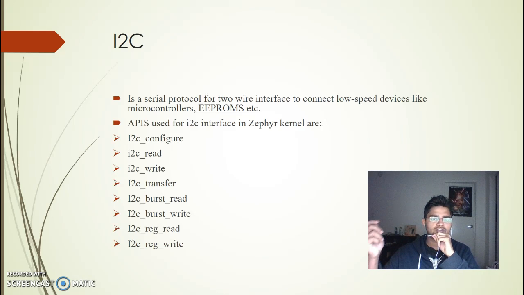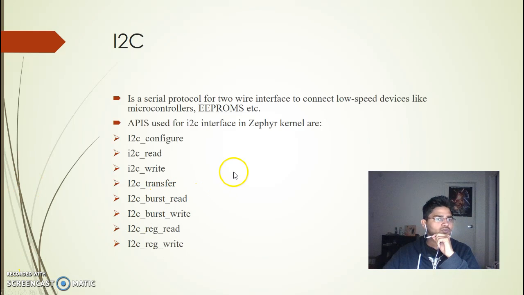I2C_reg_read_byte routine reads the value of an 8-bit internal register of an I2C device. I2C_reg_write_byte routine writes the value of an 8-bit internal register of an I2C device synchronously. I2C_reg_update_byte updates the value of a set of bits from an 8-bit internal register of an I2C device synchronously, and there are many more APIs which can be used for the I2C interface in the Zephyr kernel.